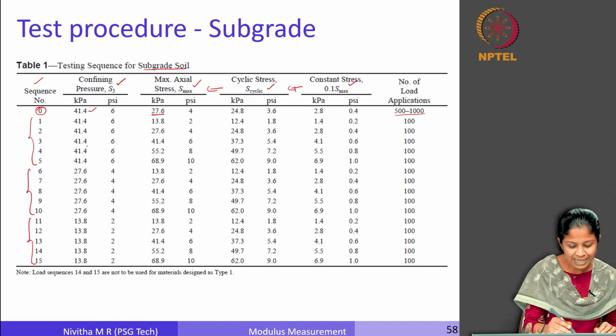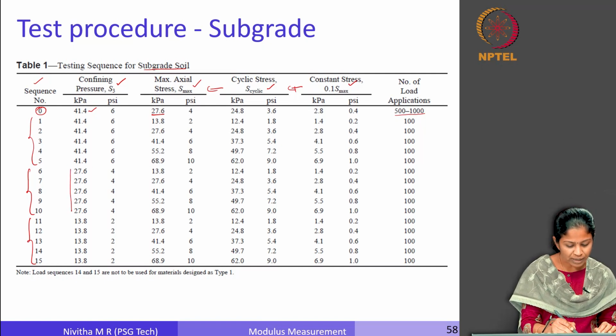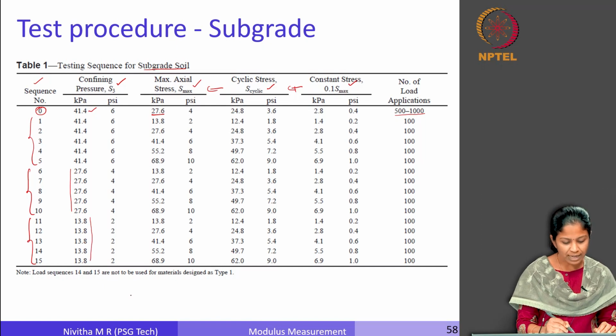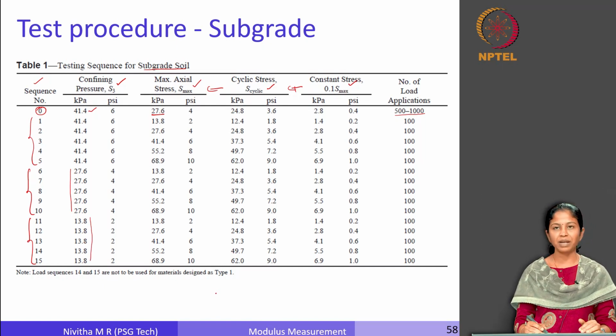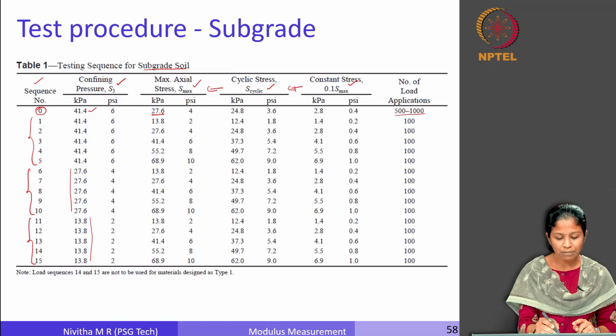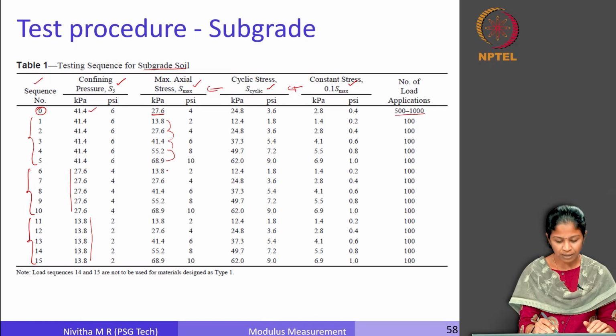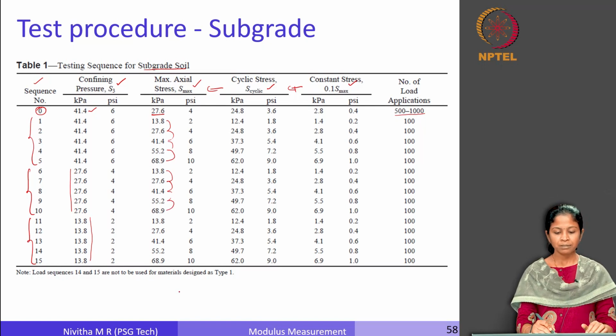let me show you. For these 5 cases the confining pressure is 41.4, for these 5 cycles the confining pressure is 27.6, and for these 5 cycles it is 13.8. So, we keep varying the confining pressure. We start with a higher confining pressure and then we keep reducing it. The next one is the maximum axial stress. This goes in a cyclic manner. So, we go from 13.8, 27.6, 41.4, 55.2, 68.9. Okay, we have 5 sets of values for the maximum axial stress. We repeat the same thing, all 5, for all of the confining pressures.